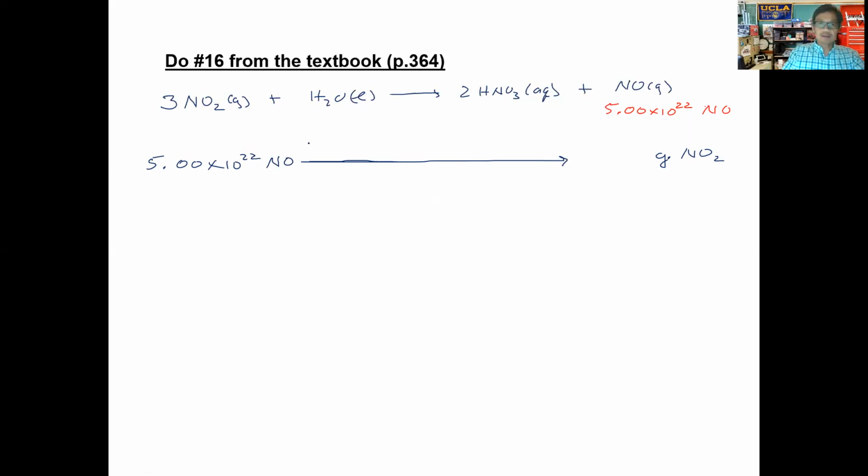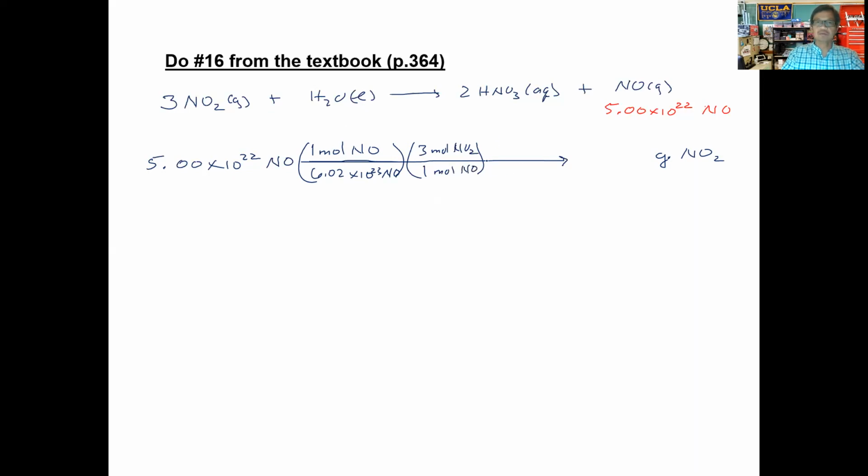All right, so with that said, I think this conversion, after that was pointed out to you, becomes pretty straightforward. We have the number of particles, so our first conversion factor will be Avogadro's number. We'll divide by Avogadro's number, 6.02 times 10 to the 23rd particles, molecules of nitrogen monoxide. The second conversion factor is the mole ratio between nitrogen dioxide and nitrogen monoxide, and that's going to be 3 moles of NO2 to 1 mole of nitrogen monoxide.